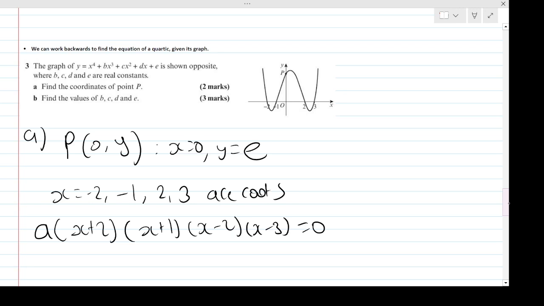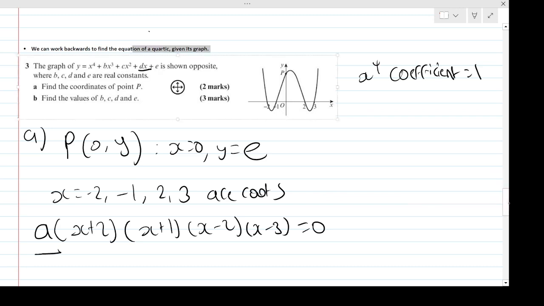Well, we need to work out what this a is. So we need another point, which we don't have. We have p, but p is what we're working out, so that's not going to help us. These are the only 4 points we know. So maybe let's look at the question again. Notice this: conveniently, they just told us the coefficient of x to the 4 is 1. So we just need to work out the other coefficients, but we can use it to help us.